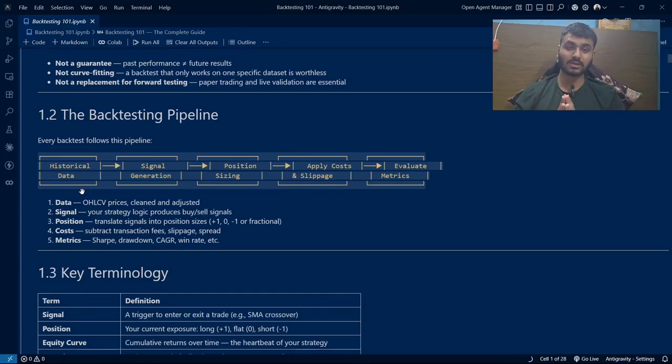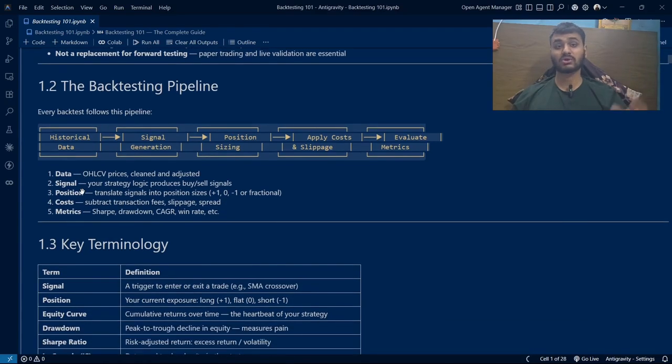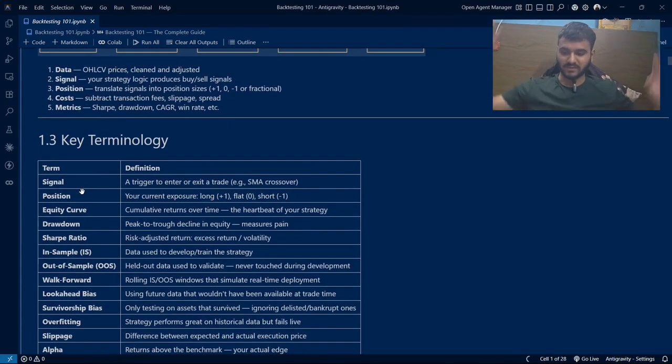Plus one, zero, minus one, or fractional, like if you were risking 2%, due to some market regime changes or high volatility changes, you are only risking 0.5%, just as a case, right? Then we apply costs and slippage, and then we evaluate the metrics like Sharpe ratio, drawdown, Kelly, win rate, Calmar, Sortino. There are a lot of things to calculate.